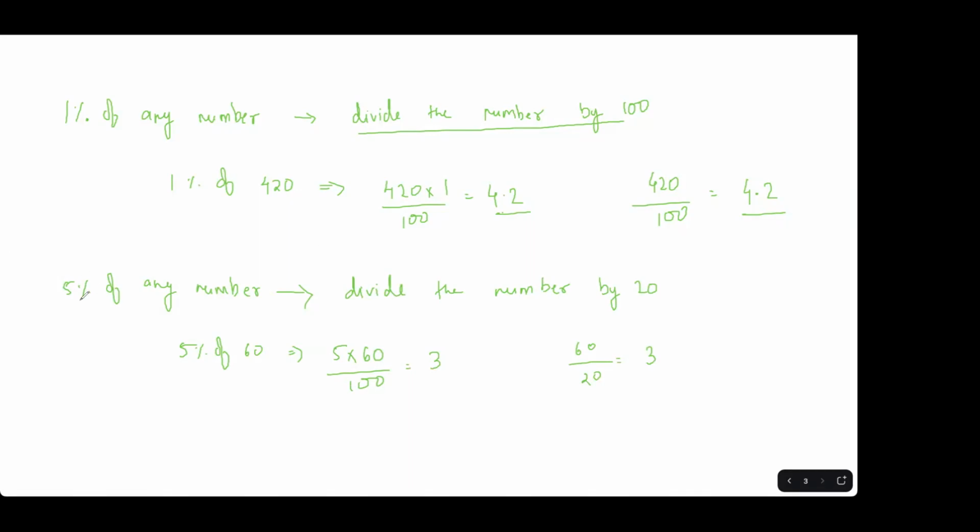If it is 5% of any number, why is it 20? Notice, 5 into 1, 5 into 20, so 60 divided by 20 is coming. That is why if you directly divide any number by 20, you will get its 5%. Here why are we dividing by 100? Because 1 into 100 is 100. Understood? So directly we get 420 upon 100.